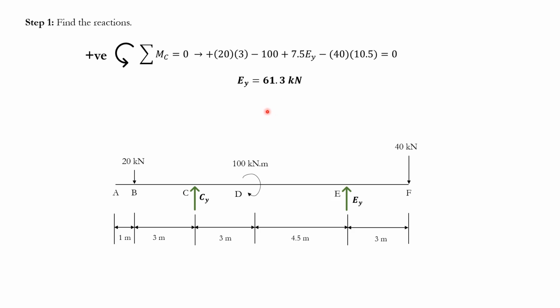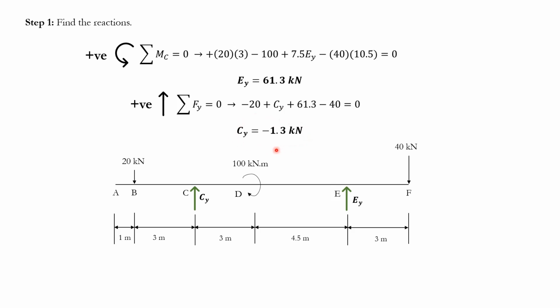After this step, we can take the moment about another point, or we can just write the summation of the forces in the y direction. I will do the summation of the forces in the y direction because it's much easier. Again, starting from the left side, considering that the upward direction is my positive sign convention: negative 20 plus Cy. This is not a force, it's a moment. Plus Ey, which I just found, 61.3, minus 40. From here, again, you isolate for Cy.